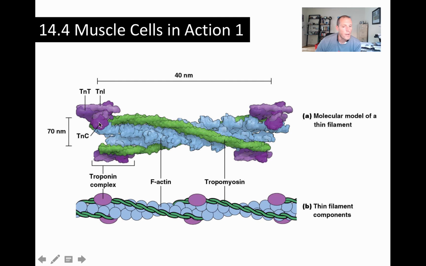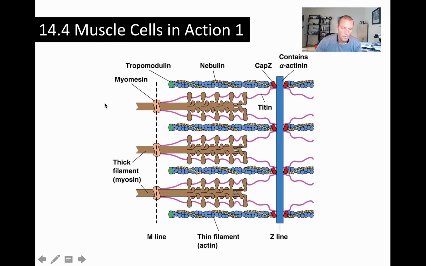And then we have troponin here, and troponin has three components: TnT, TnI, and TnC. This is like a little molecular switch, and that molecular switch is responsive to calcium. It's this part here which causes a change in this filament that allows the myosin to actually do the contraction part, to actually move the actin. So this is going to be sensitive to calcium, and we'll talk more about the role of calcium when we get to the mechanism of contraction.